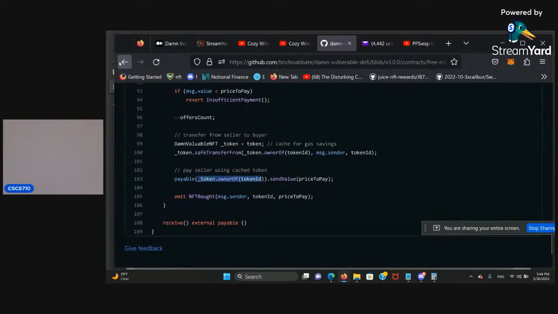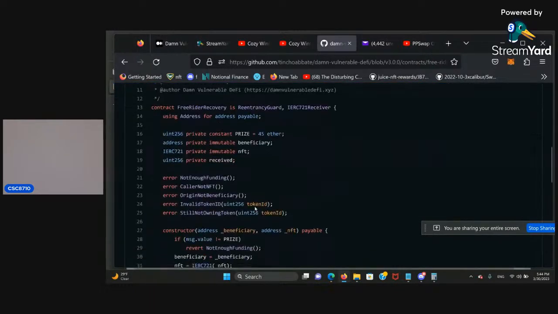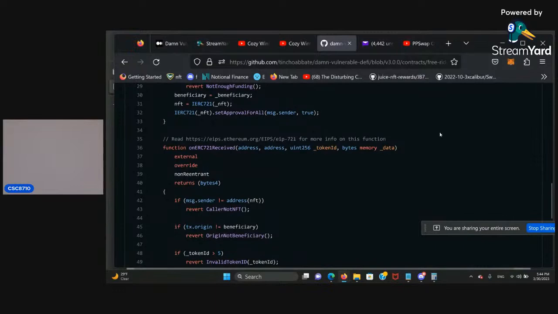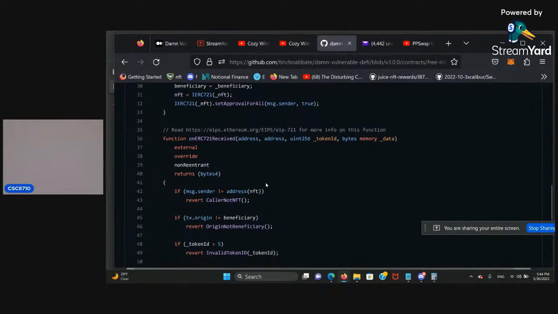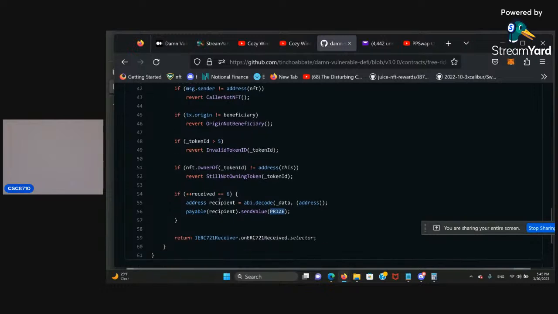All right. So suppose you get all these 6 NFTs, then you are able to send your 6 NFTs to this contract. This contract has a callback function, which is able to give you the prize if you send the last 6 NFTs right here. And there are a few other checks above this, basically not so important.